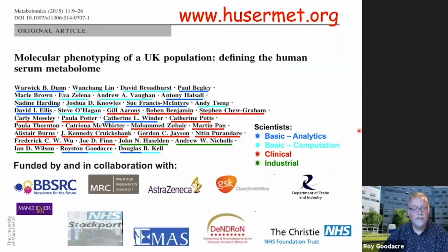So I should start off letting you know about the co-authors. What I've done is I've highlighted underneath various people the sorts of skill sets, whether they're basic analytical scientists, basic computing scientists, clinical or industrial. You can see here, for example, Rick Dunn, who led this work, was an analytical chemist along with Paul Begley, who did a lot of the work. Wang Chan and Dave did a lot of the chemometrics, and then you can see quite a lot of clinicians were involved in this work. And there's also industry from AstraZeneca and GlaxoSmithKline. This was funded predominantly via BBSRC and MRC. And the idea was to try to look at molecular phenotyping in the UK population.